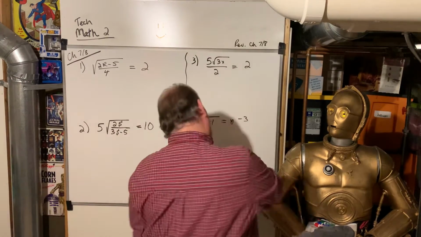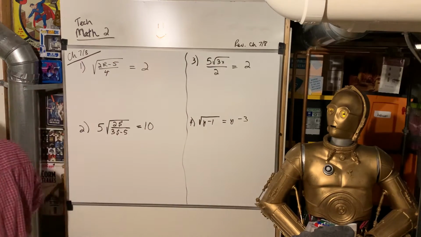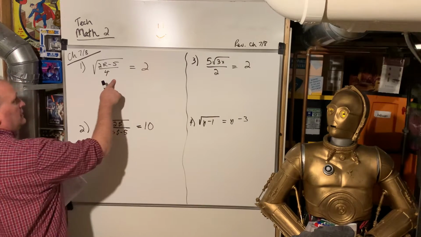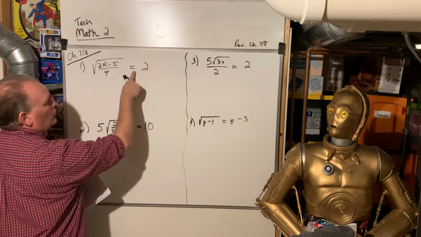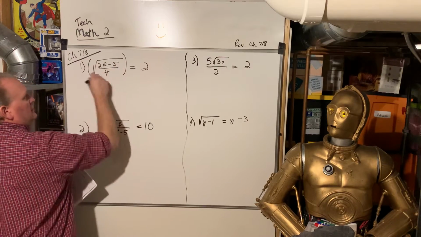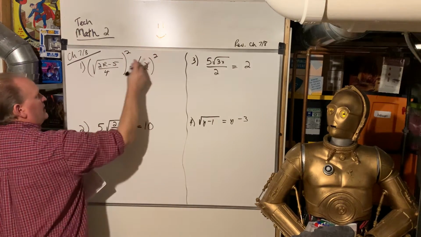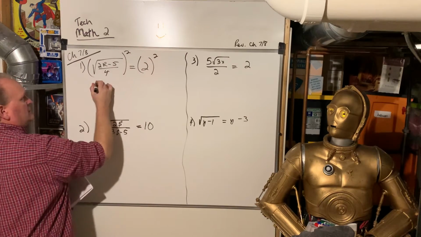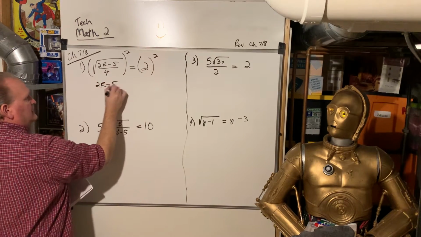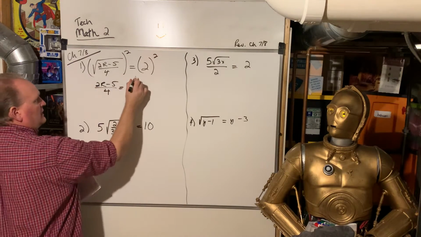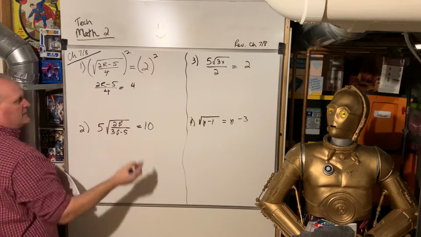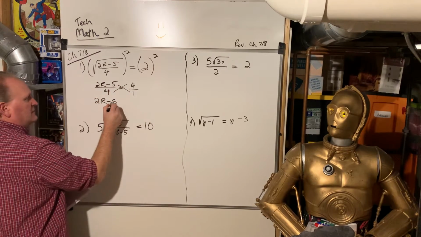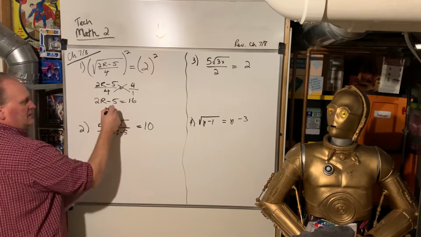So let's jump into it. We've got solve for r. So there's a square root, but it's an equation. So what we can do is square both sides. And because you're squaring the entire square root, that wipes out the entire square root. So we have just 2r minus 5 over 4, and that equals 4. And now it's just cross multiply and solve. So 2r minus 5 equals 16, and then isolate the variable.